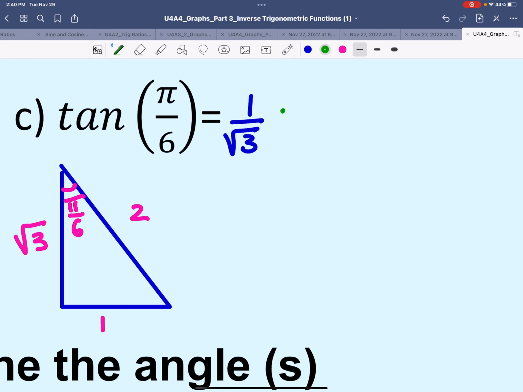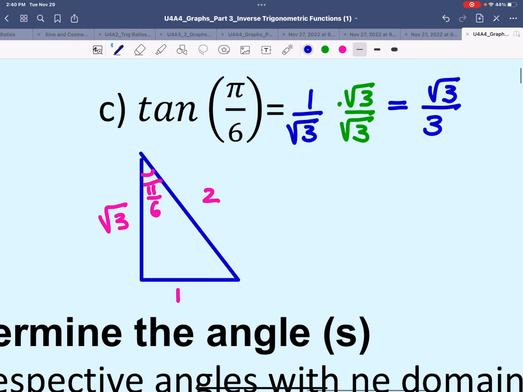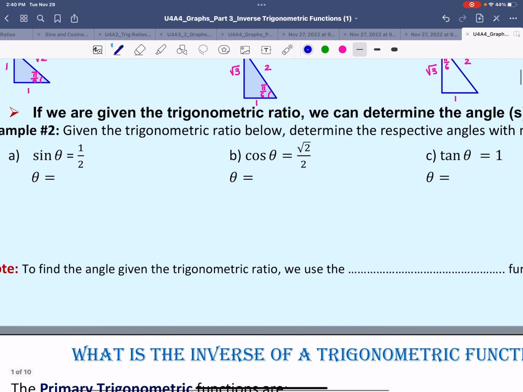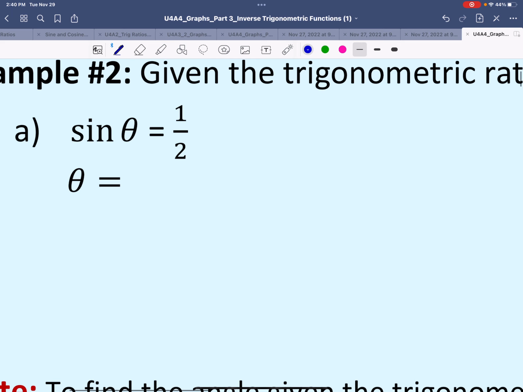In a more simplified form, we can multiply this fraction by root 3 over root 3, which is basically multiplication by 1, and that will give square root of 3 divided by 3, which is, again, considered to be the more simplified form of it. So in the next example, we're going to take a look at exercises where we are given the trig ratio and we have to find the unknown angle.